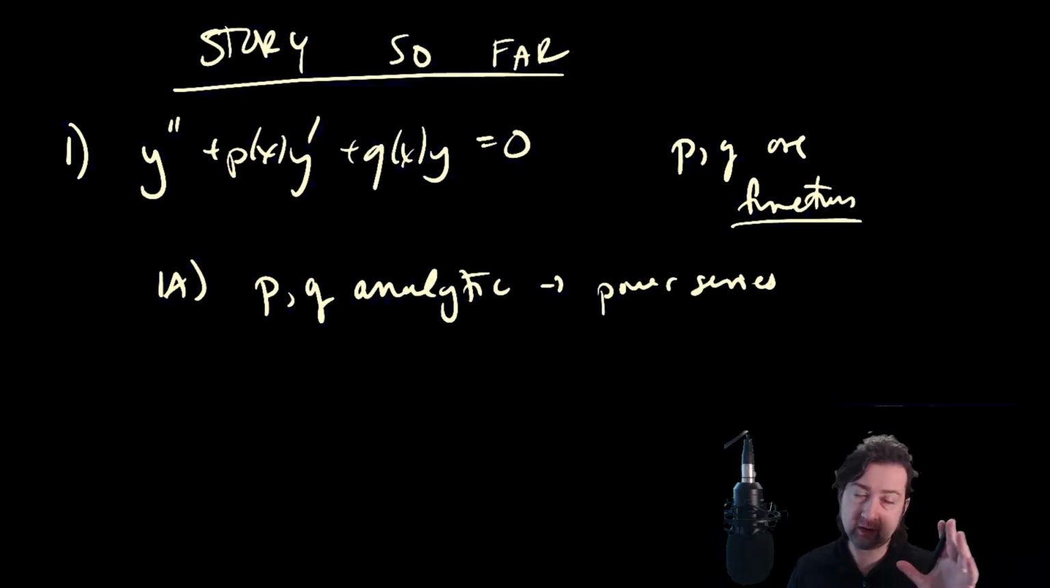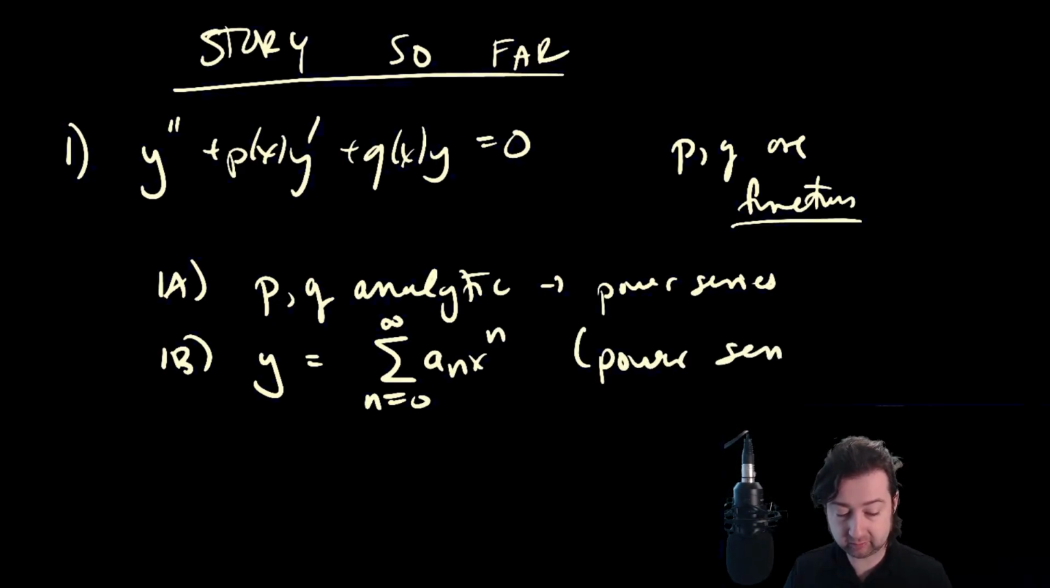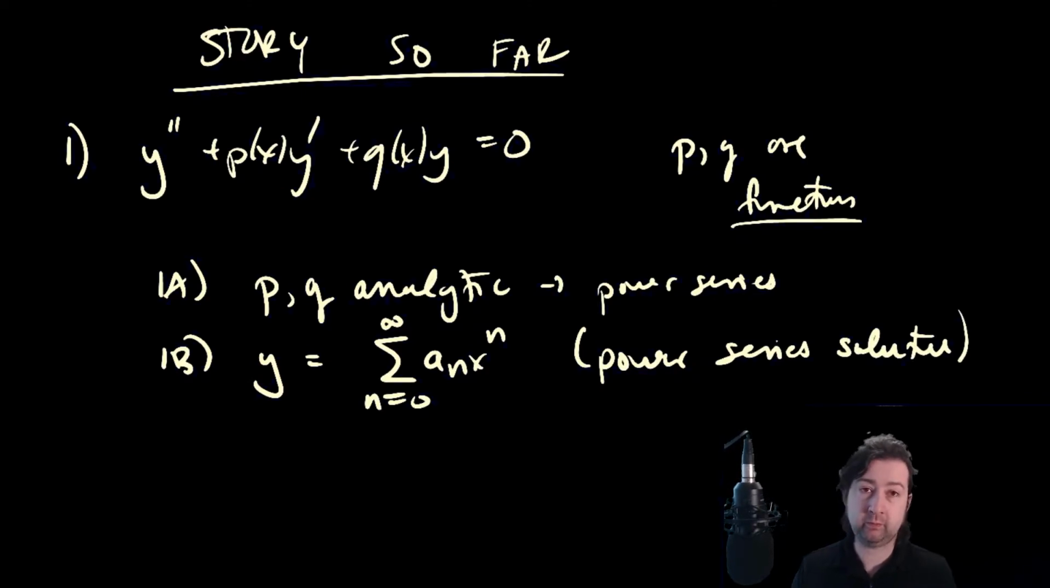And once we've assumed that p and q have power series, then we're allowed to assume that the answer to the differential equation is also a power series. So 1b, we assume that the solutions have the form y = the sum from n = 0 to infinity of a_n x^n. So a power series solution. Then, once we had power series solutions, we took that idea and we used it to solve a differential equation called Legendre's equation.